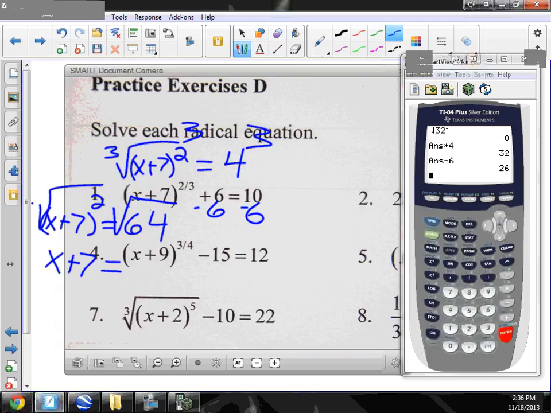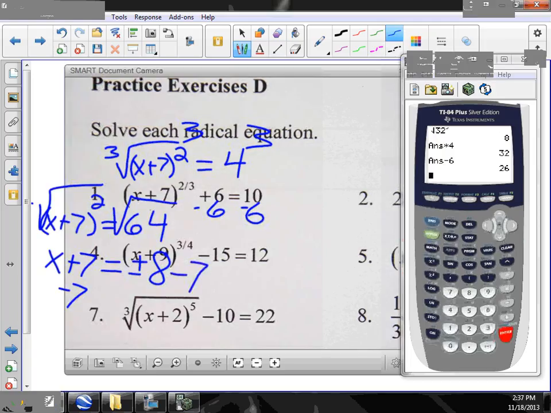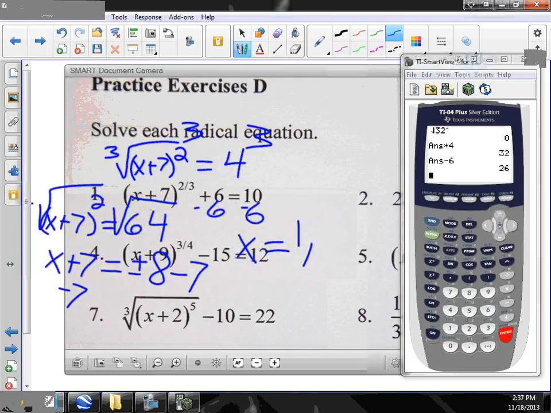If the power is even and you root it, if it's a squared or a fourth or a sixth, you need a plus or minus. If the power is odd, third root, or third power, fifth power, seventh power, you don't need it because odd roots cannot create i's. So I get plus or minus 8, subtract the 7, and subtract the 7. So x equals 8 minus 7 is 1. Negative 8 minus 7 is negative 15.